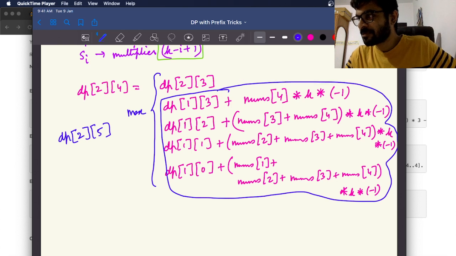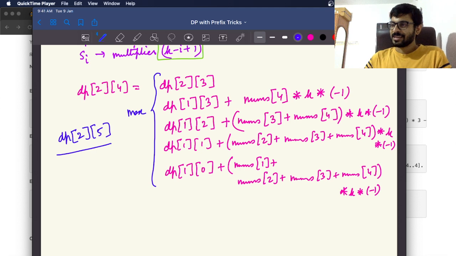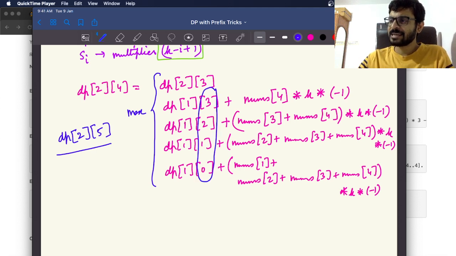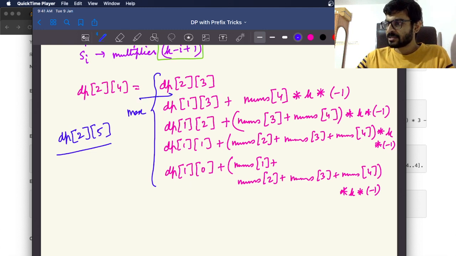I need the maximum of this entire thing. When you move to dp5, then all these terms will change. This term will slightly change. Their indexes will just change. But these indexes will still be valid. One extra term will come. But over here, nums5 will get added to all of them.